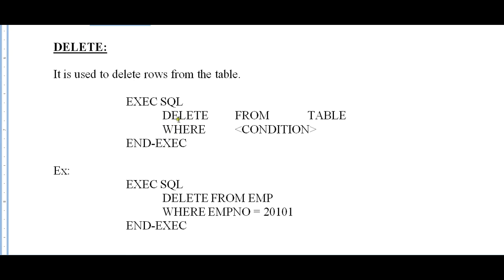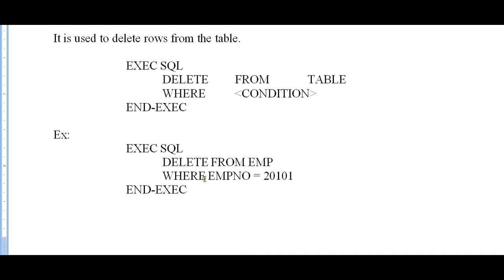In the same way, delete is used to delete rows from the table. The syntax would be DELETE FROM table name WHERE conditions. An example: I'm trying to delete the employee record where the employee number is 20101. DELETE FROM table name WHERE emp number equal to 20101, and END-EXEC.